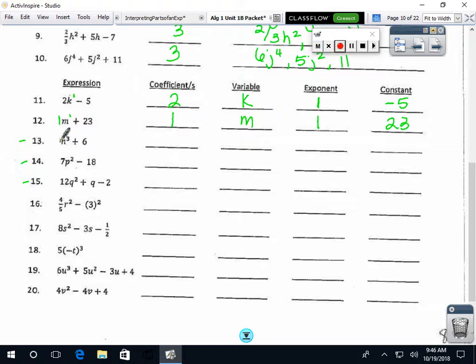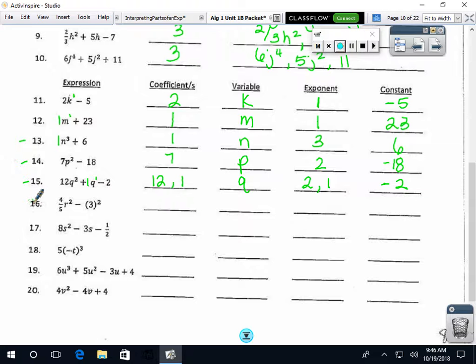Okay, for number 13, the coefficient is 1, the variable is n, the exponent is 3, the constant is 6. Number 14, 7, p, 2, negative 18. Number 15, you have two coefficients, a 12 and a positive 1, because this one has a positive 1. The variable is just q, and then it's raised to two different exponents. Here it's raised to the second power, and then here it's raised to the first power. And then its constant is negative 2.